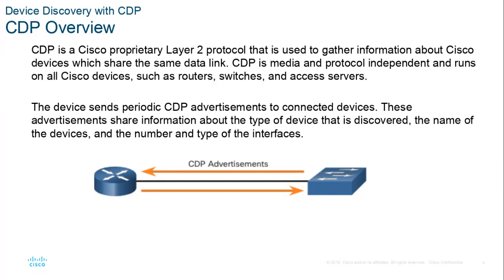These periodic advertisements are sent out about every minute or so, and they can give you a lot of useful information about your neighboring devices. In a commercial environment, if you report to a job site as a consultant and they have no idea of the topology, how things are connected together, and they happen to be a Cisco shop, you can use Cisco Discovery Protocol to map out the network. Because you can't fix it unless you know how it's mapped out.